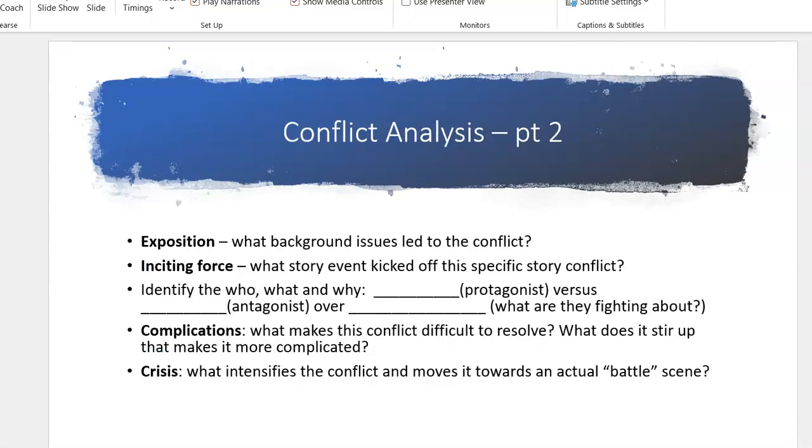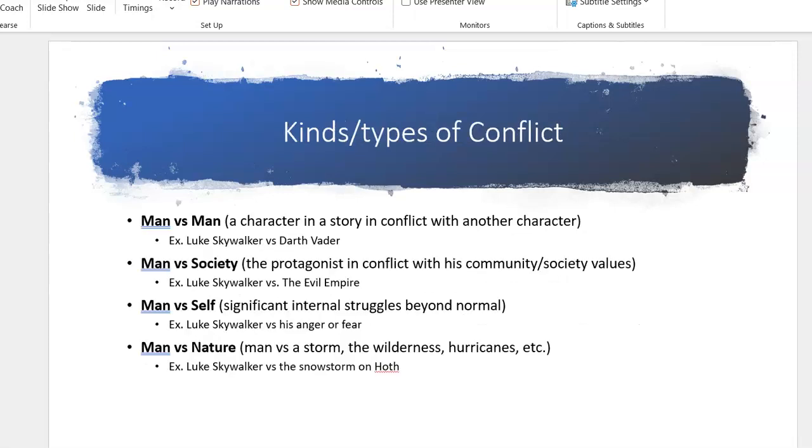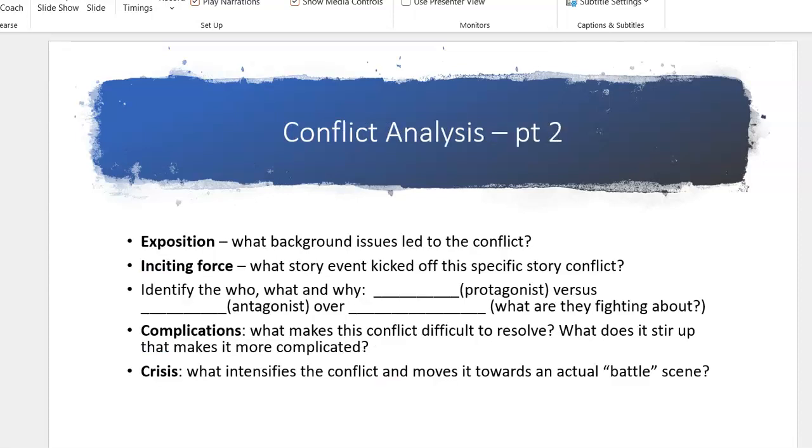Okay, so once we identify the main conflict, which is, if you were going back to the Star Wars example, is Luke having the lightsaber duel with Darth Vader, or is he fighting the snowstorm, which is the main conflict happening in this short story? Right? So once you identify that, then you break it down and say, okay, what are those background things? What led up to this?